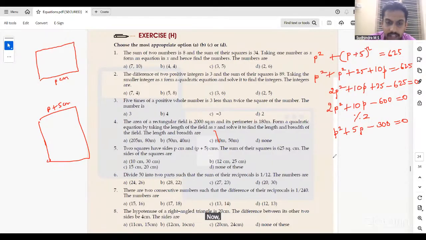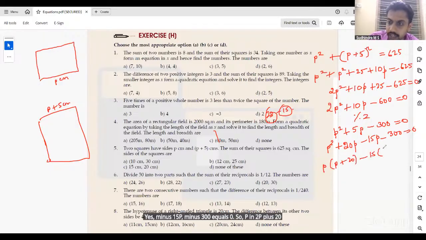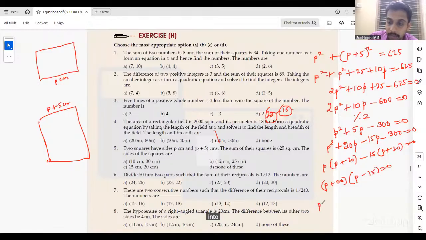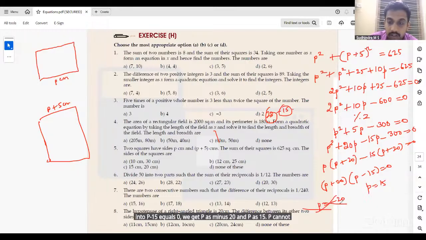Now, how do I simplify this? Do we get any factors? 20 and minus 15? 20 into 15 is 300. Yes, sir. So 20p minus 15p minus 300 equals 0. So p into p plus 20 minus 15 into p plus 20 equals 0. P plus 20 common into p minus 15 equals 0. We get p as minus 20 and p as 15. P cannot be minus 20 because the side of a square cannot be negative. So p has to be 15.